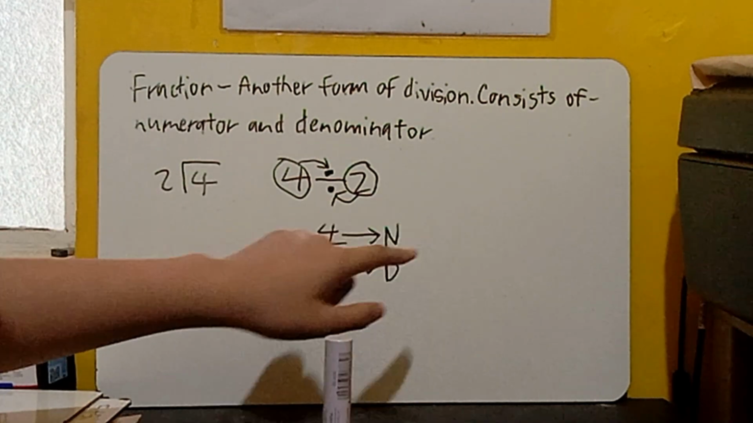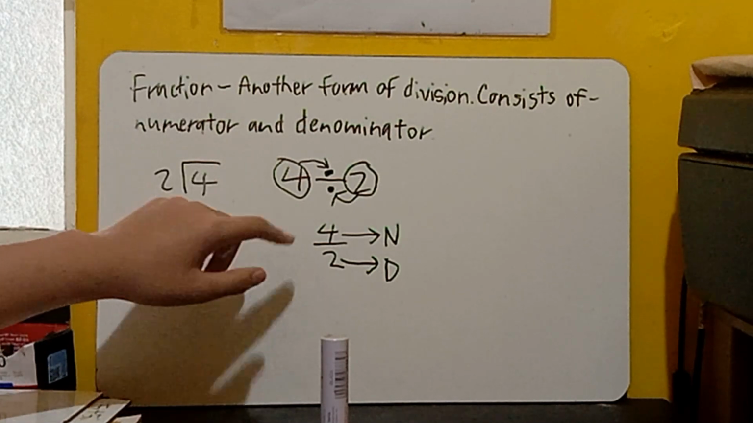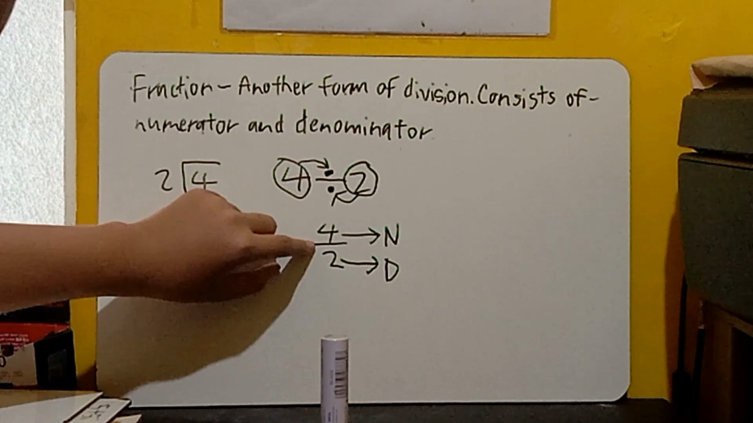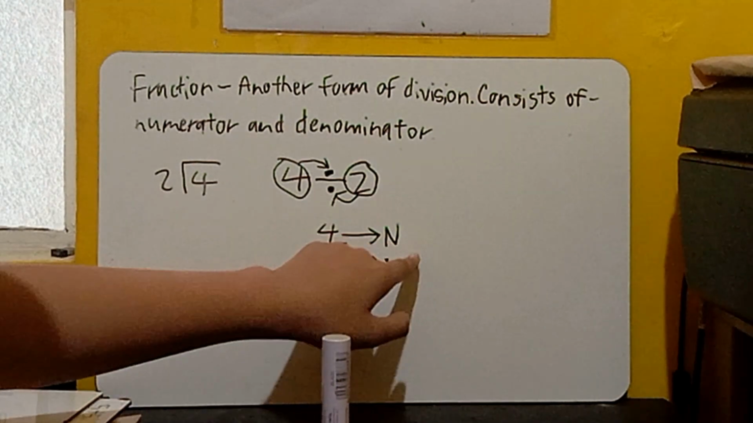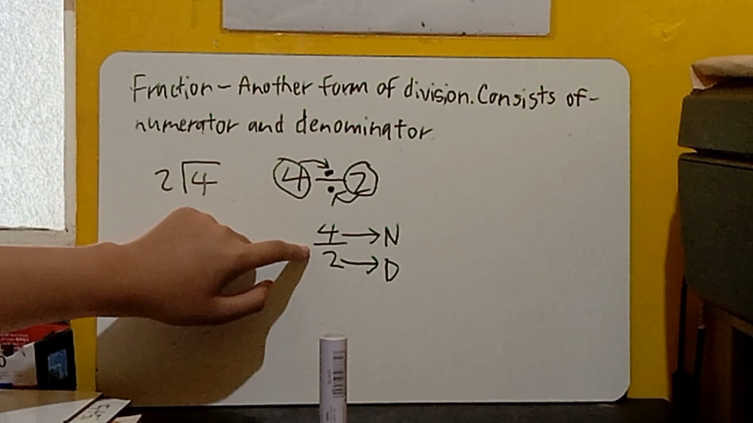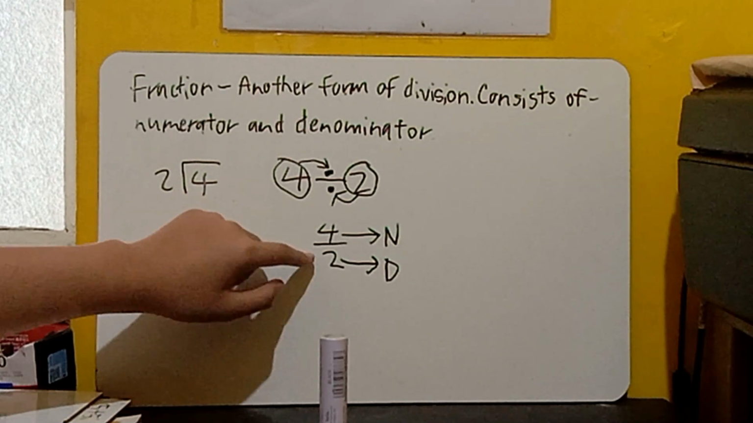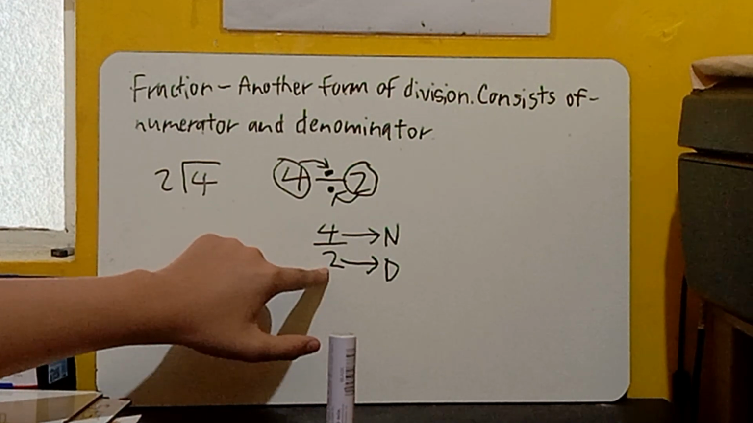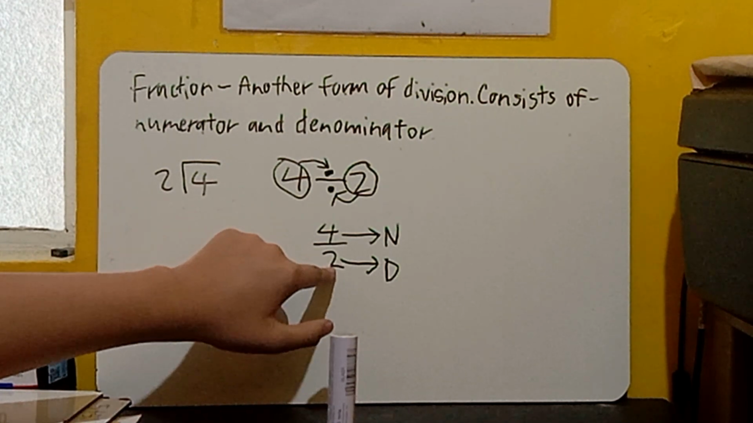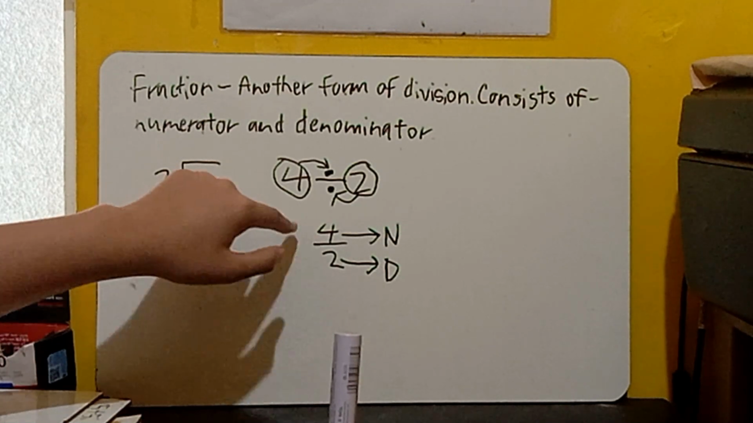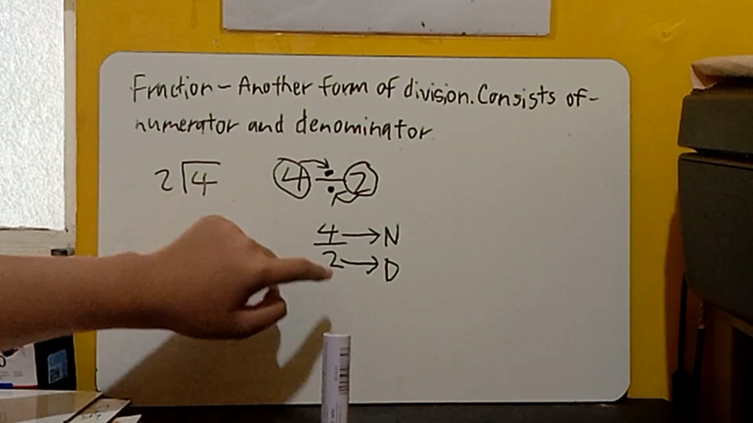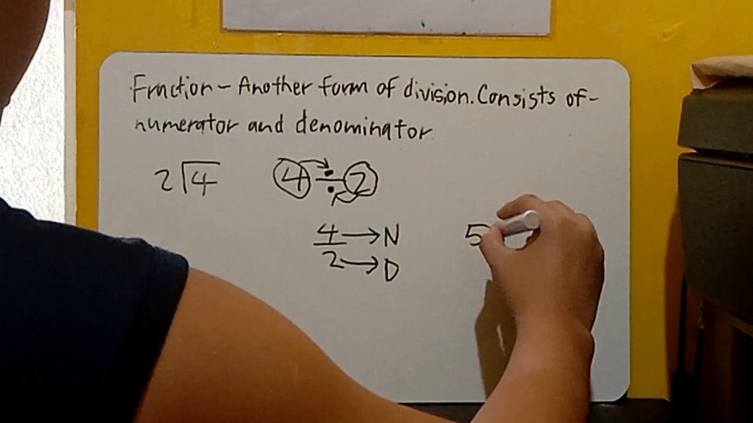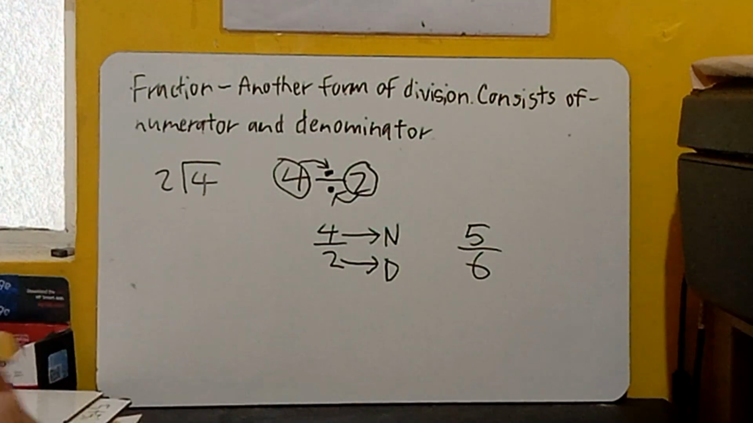Always remember, the numerator is always at the top of this line here, between the 4 and 2. And the denominator is the number that's always at the bottom of the line. And this 2 right here is at the bottom of the line, so this is a denominator, and this one is at the top of the line, so this is a numerator. Numerator and denominator. So let's say we have a fraction 5 over 6.